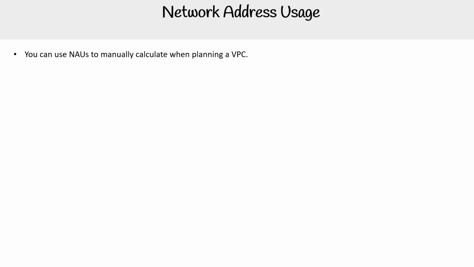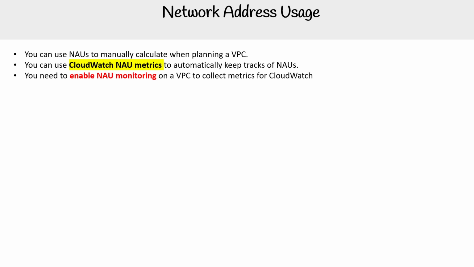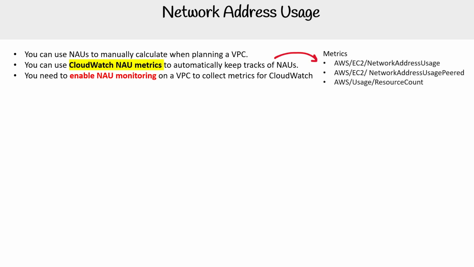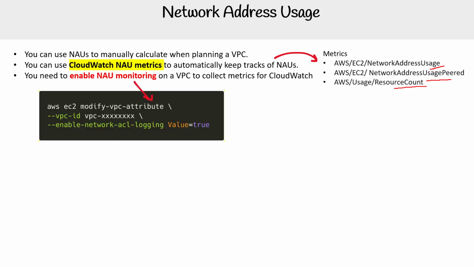You can use NAUs to manually calculate when planning a VPC. You can use CloudWatch NAU metrics to automatically keep track of NAUs. You need to enable NAU monitoring on a VPC to collect metrics for CloudWatch, and that would be these particular metrics. So we have the network address usage over here, the usage period, and the resource count. You can enable this via this flag.